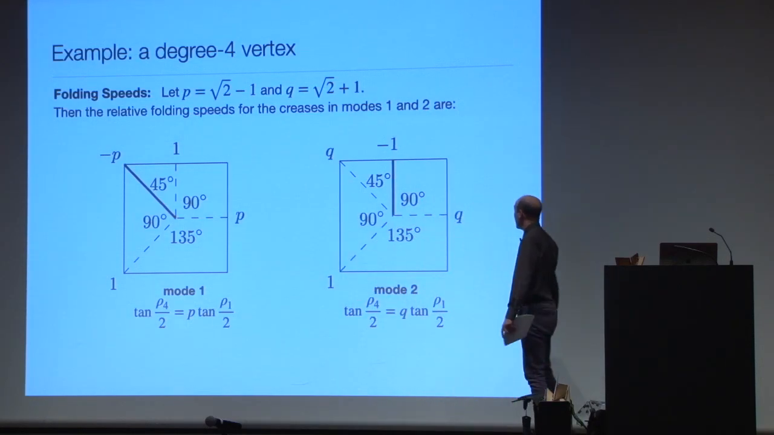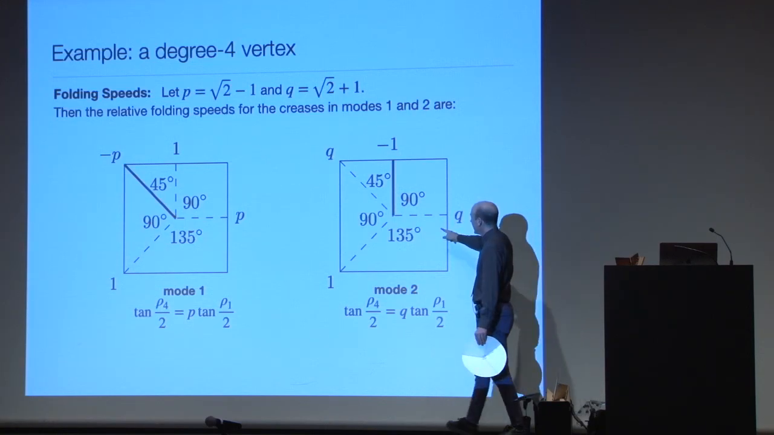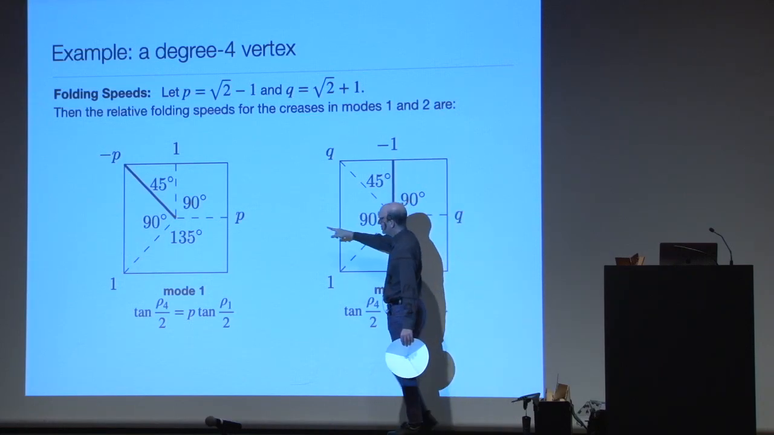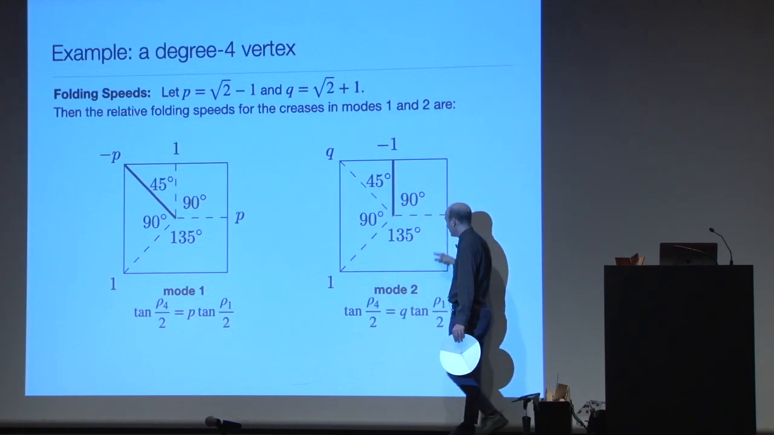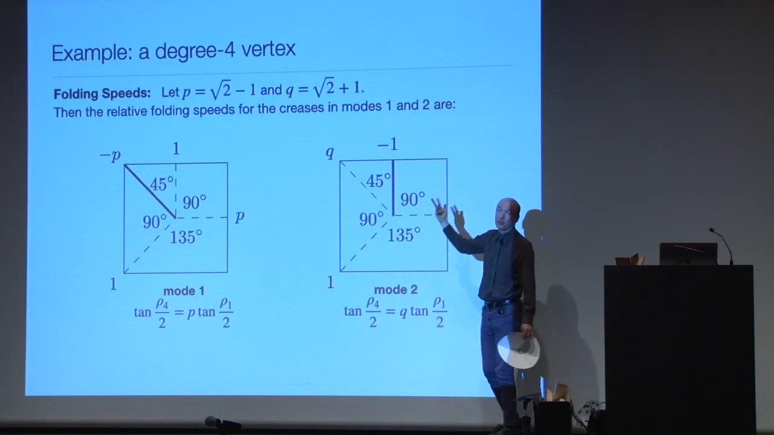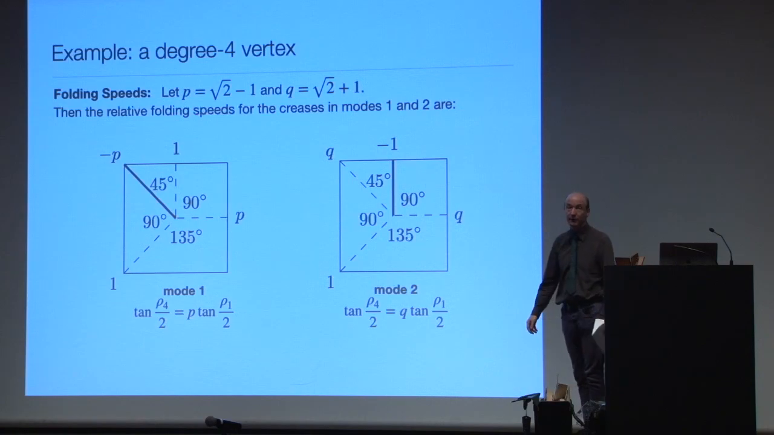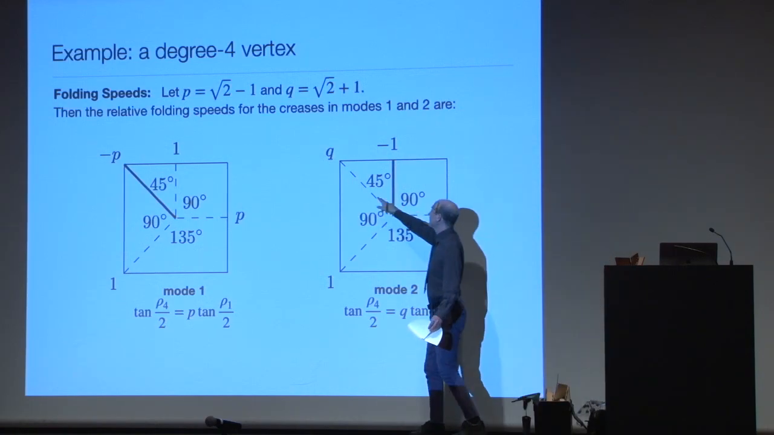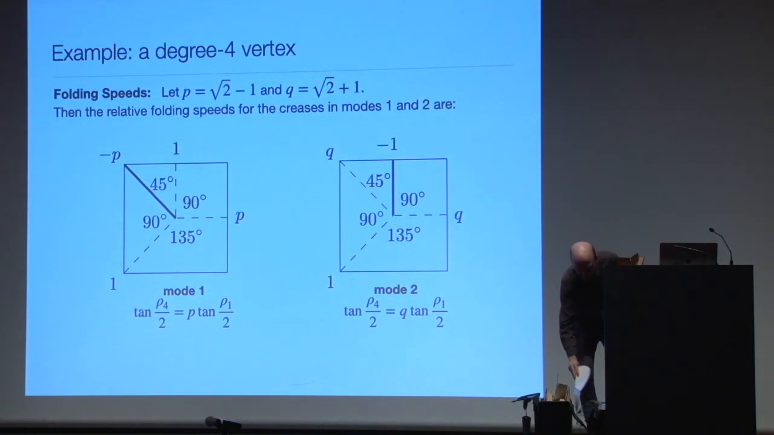Whereas in mode 2, kind of the opposite thing is happening. Here, if I let the opposite pair, again the same creases over here, be 1, now these two are folding faster. That's because here this multiplier, Q, is root 2 plus 1. That's bigger than 1, right? In fact, root 2 plus 1 is about 2.414. So these creases are folding faster. But those numbers P and Q are what we get from this.